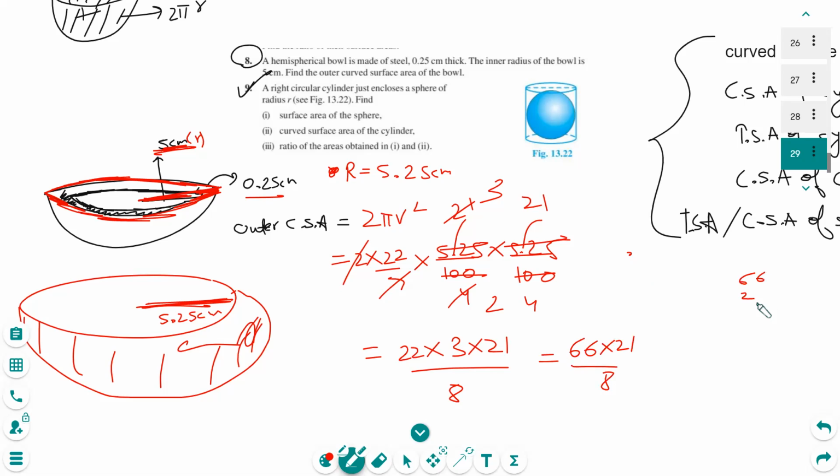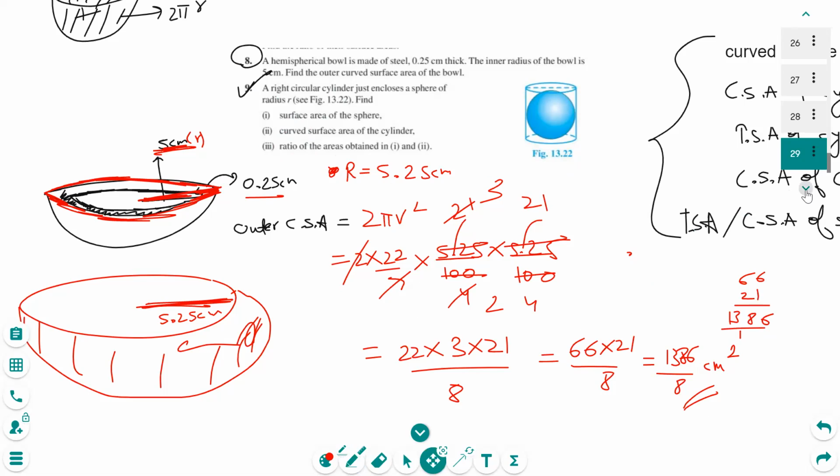So 66 times 21, 6 and 12, 18, 12 and 13, so 1386 by 8. You can actually divide this in order to get the decimal, right? I'm leaving it as a fraction. Is this one clear to everyone? Yes. Yes, sir. Okay. So how about we move to the volume now?